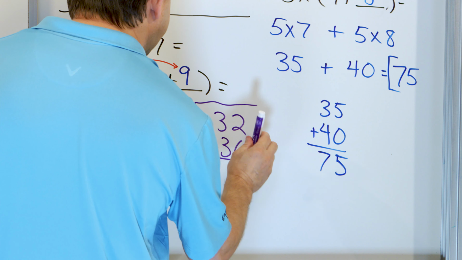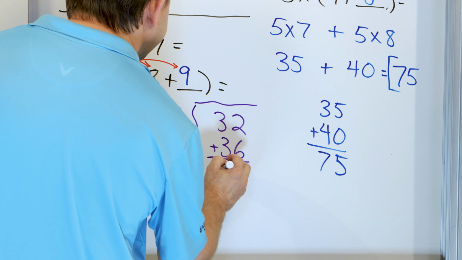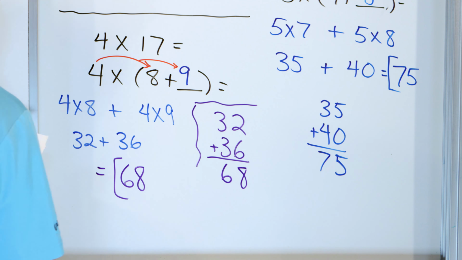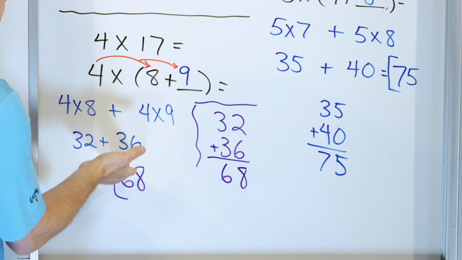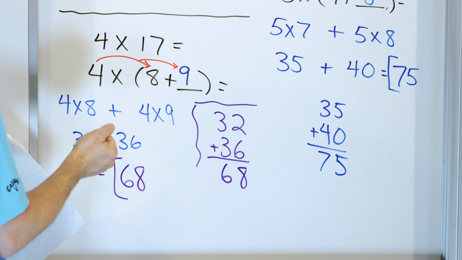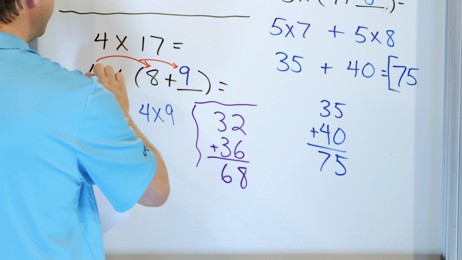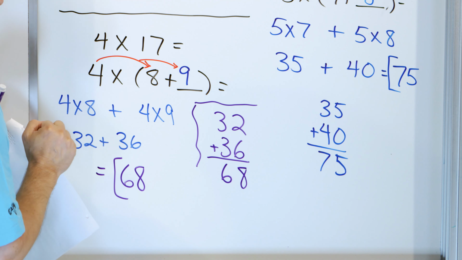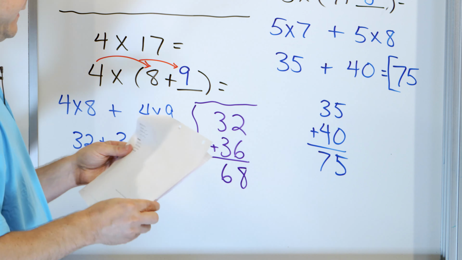6 going up 7, 8. 3 plus 3 is 6. And so the answer here is 68. So the answer to the original problem, 4 times 17, is 68. And I don't know that, but I can break the 17 up and then distribute the 4 on the outside, multiplying into every term there, and then add the answers together at the end.